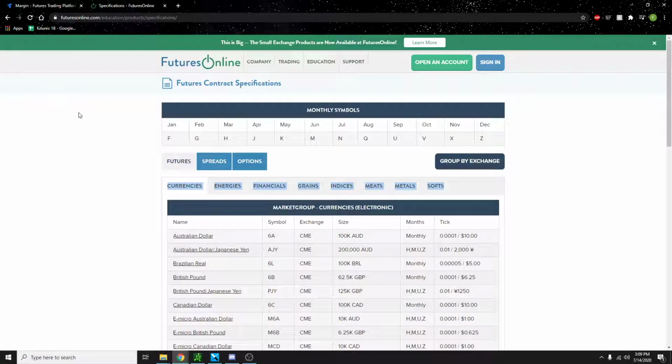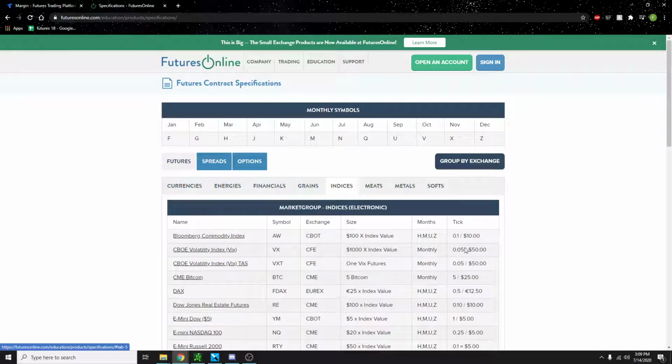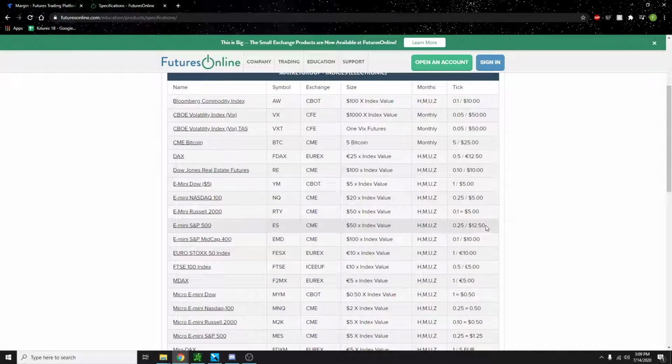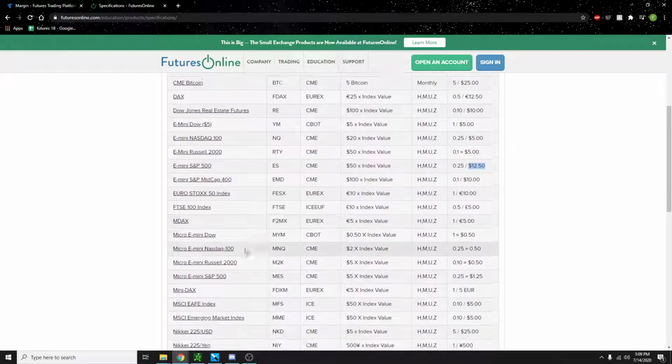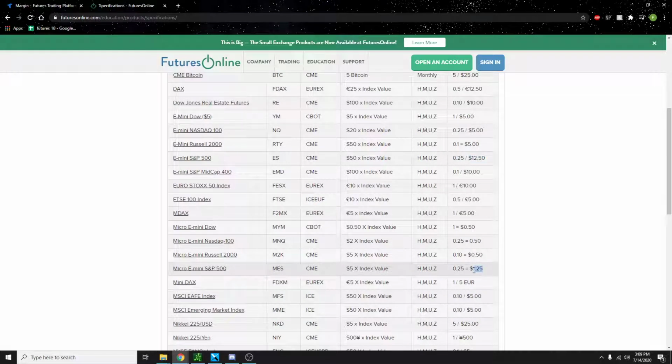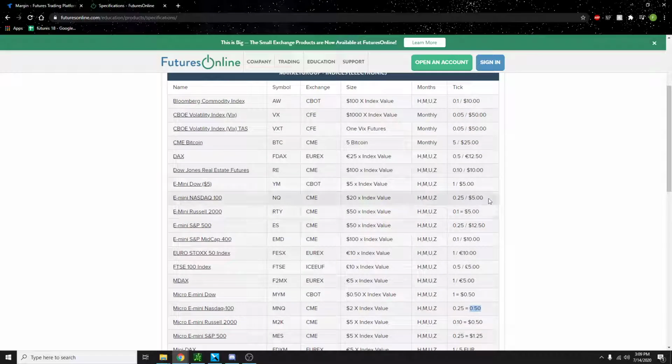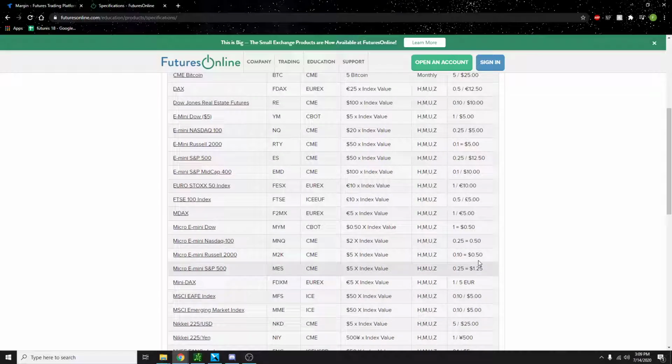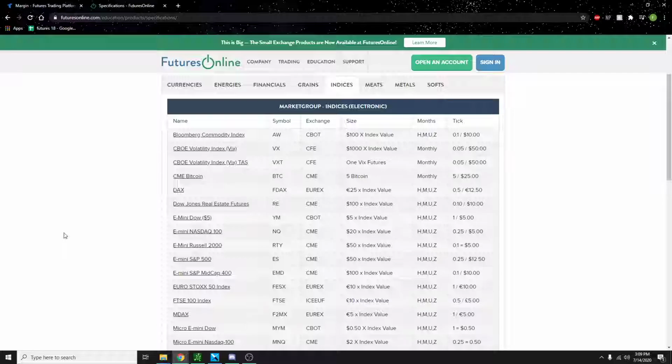I'm going to be linking both of these pages in the description so you guys can check them out yourselves. But as we can see here, each tick for the S&P 500 is $12.50, but for the micro, it's only $1.25 per tick. For the Nasdaq, it's only 50 cents per tick, and $5 on the full contract. So as you can see, it's very accessible. You don't need a lot of money to trade them.